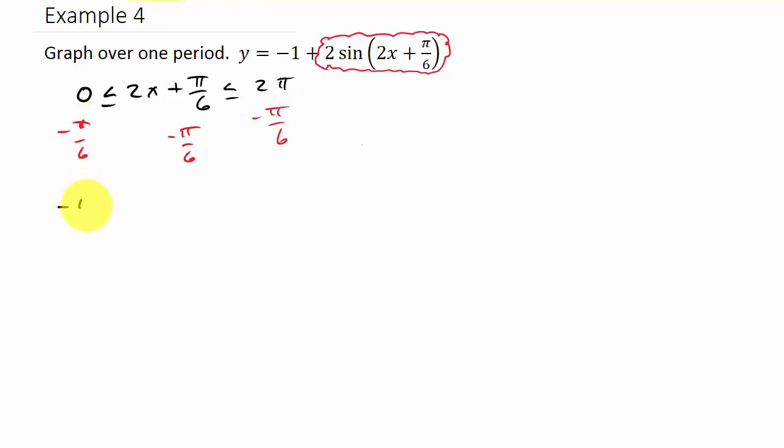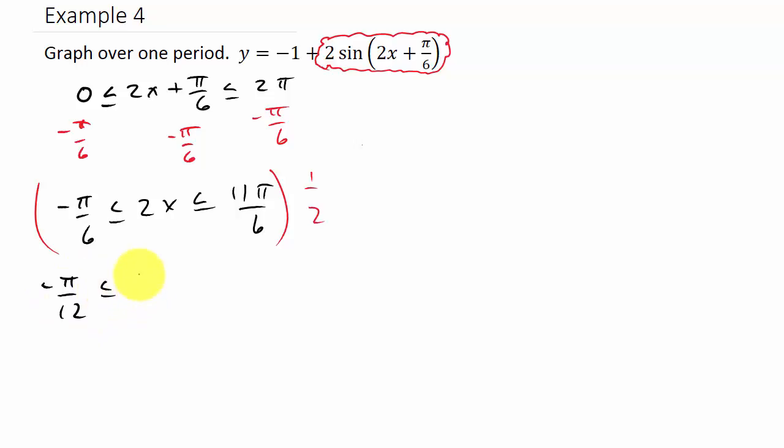And so that's going to give me negative pi over 6 less than or equal to 2x less than or equal to 11 pi over 6. And then I've got to get rid of the 2, so I can either divide by 2 or multiply everything by a half. That'll cancel that 2 out. So that's going to be negative pi over 12 less than or equal to x less than or equal to 11 pi over 12. All right, so there's our starting value and our ending value.